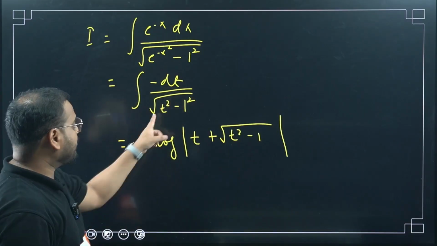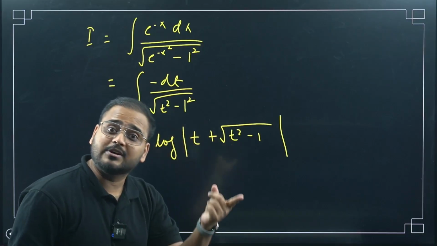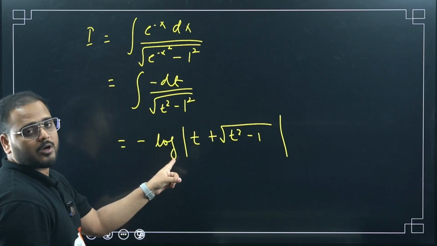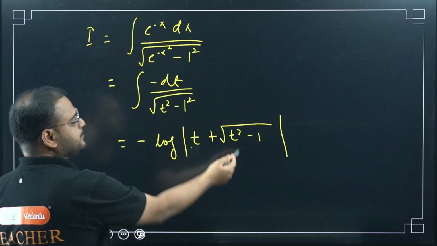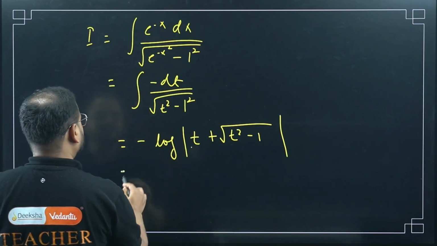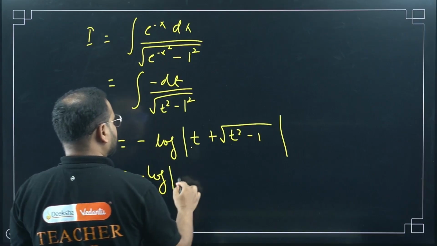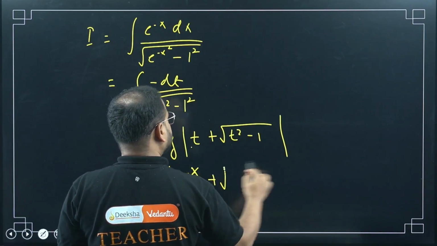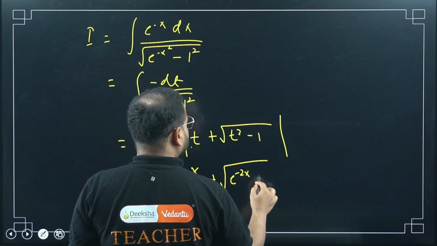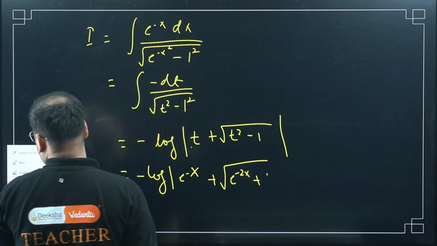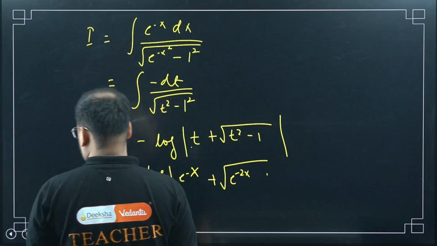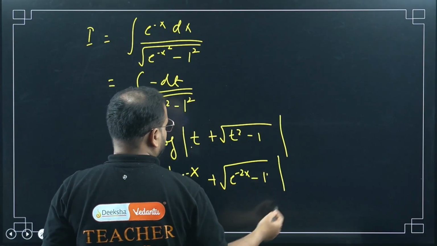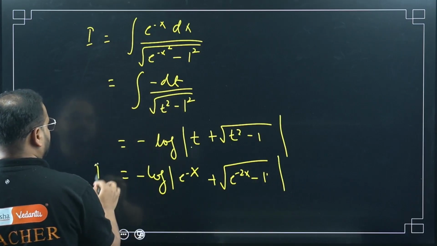I'll repeat. If it was 1 minus t square, you'll use sine inverse. But since it is t square minus 1, then you are going to use log. x plus this form. Please check. What is the answer? Minus log. What was t? E power minus x plus root of e power minus 2x, not plus, minus 1. Minus sign is there, no? So I'll use the same one. Minus 1. This is my answer. Final answer.